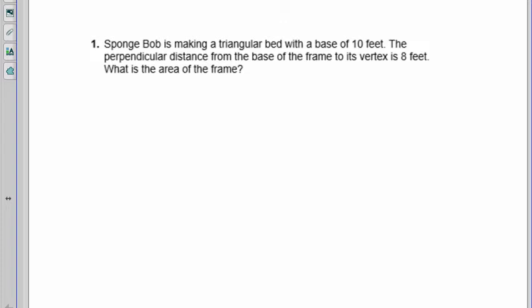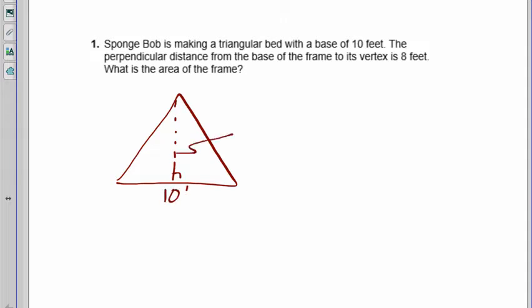So SpongeBob is making a triangular bed, of course, with a base of 10 feet. And the perpendicular distance, that means it forms a right angle, from the base of the frame to its vertex is 8 feet. Well, that sounds like the definition of the height of a triangle. So let's draw this thing. There's my perpendicular distance. The base is 10 feet. The perpendicular distance is 8 feet.